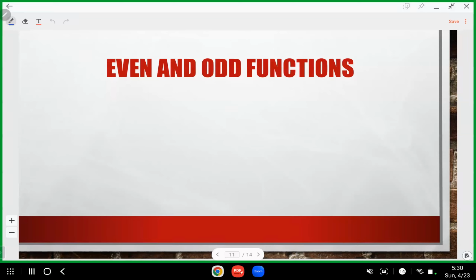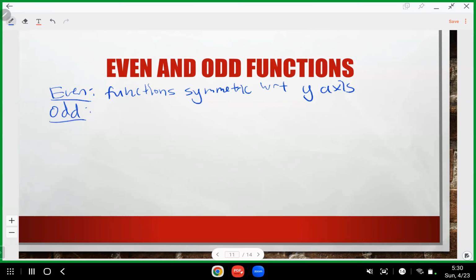So what are even and odd functions? An even function is defined by functions symmetric with respect to the y-axis. And odd functions are functions symmetric with respect to the origin.